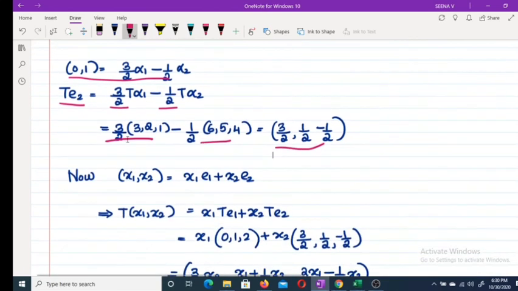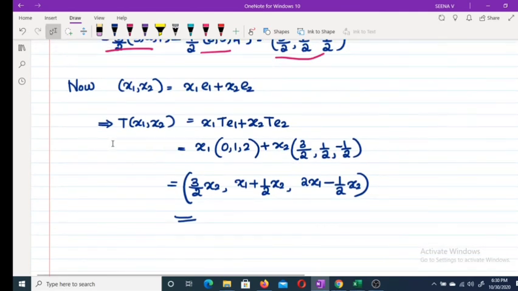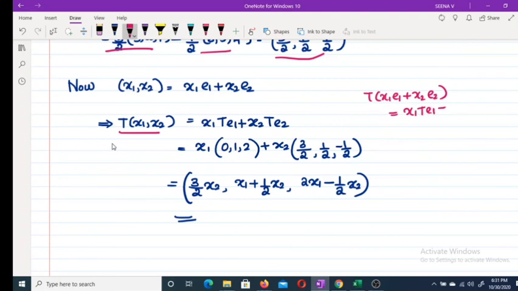Therefore, x1, x2 equals x1 E1 plus x2 E2. T of x1, x2 equals, just apply T, T of x1 E1 plus x2 E2, and using our note you can write x1 T E1 plus x2 T E2. T E1 you know the value and T E2 you know the value, and just substituting we get this one. Therefore, this is our linear transformation. Okay, hope this is clear.